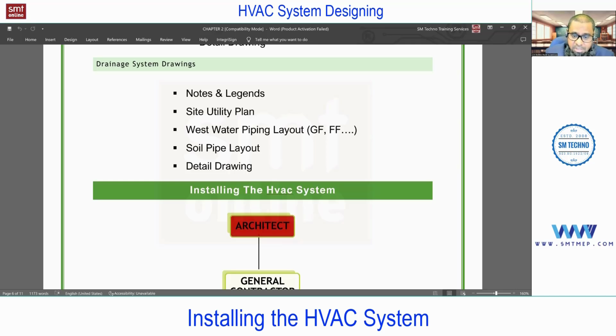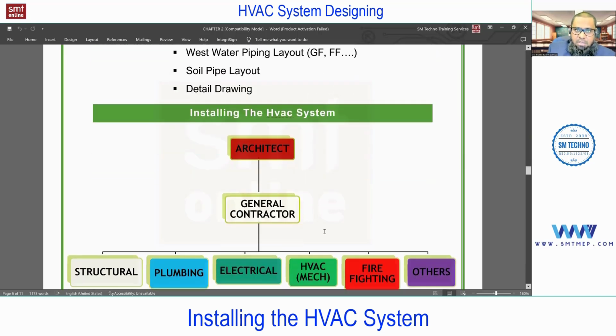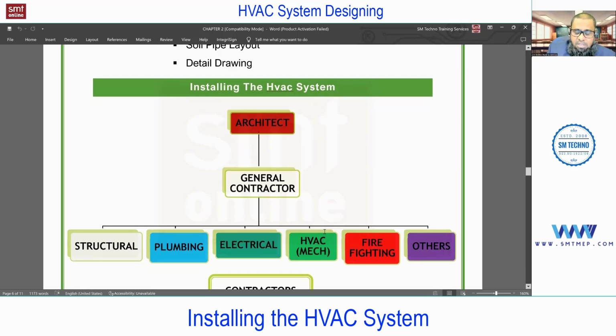For example, consider the HVAC subcontractor. The HVAC subcontractor will provide the job to a further subcontractor: a separate contractor for the duct side, separate for pipe, separate for insulation, separate for welders, etc. So for big projects, it's a chain. But at this level, installing the system, assume that I'm talking about the HVAC subcontractor.